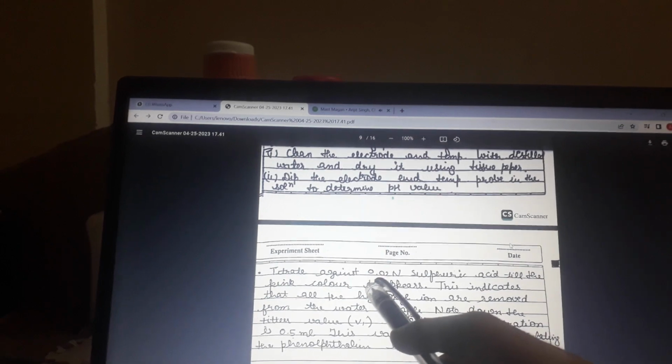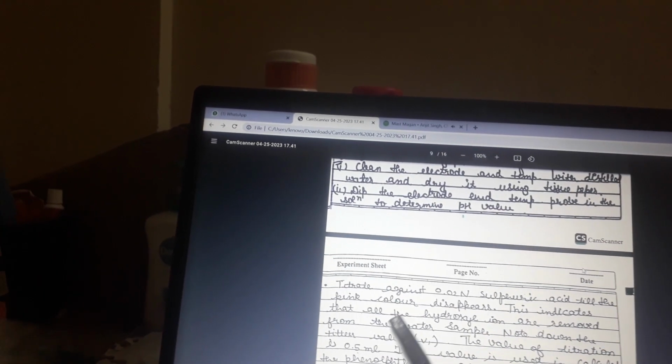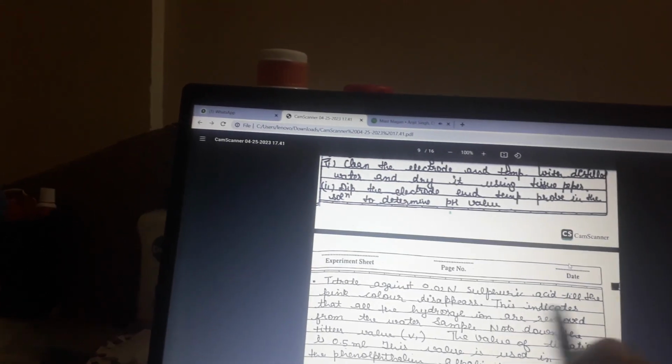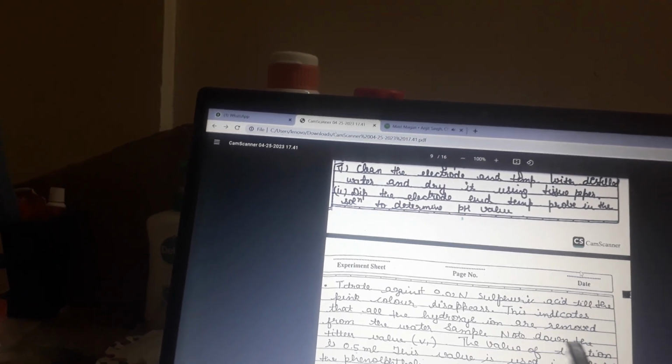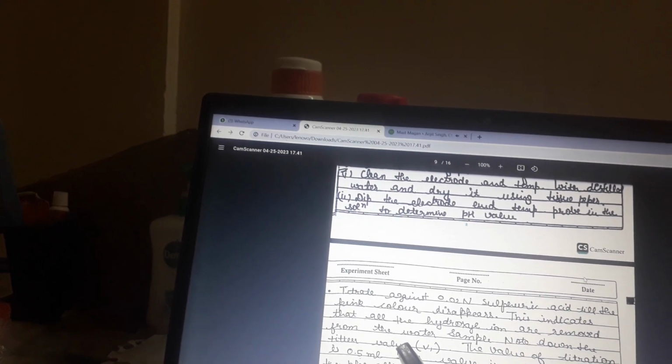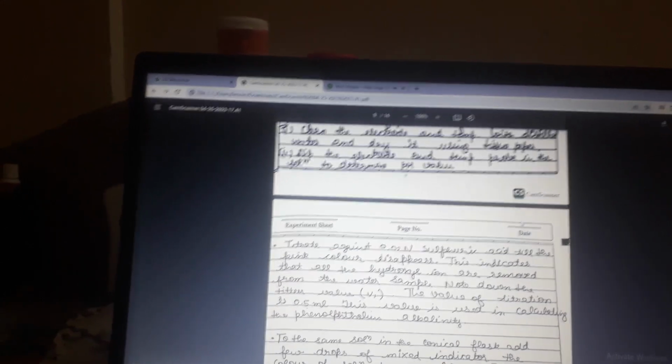Titrate against 0.02 normal sulfuric acid till the pink color disappears. This indicates that all the hydroxyl ions are removed from the water sample. Note down the titer value V1. The value of titration is 0.5 milliliter. This value is used in calculating the phenolphthalein alkalinity.